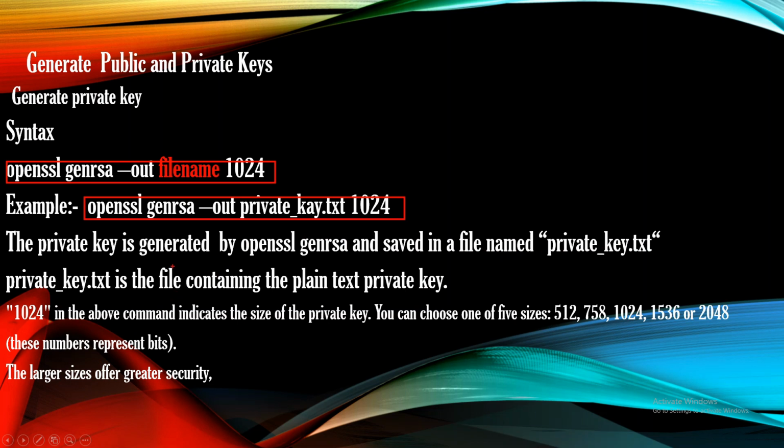This generated file, the private key, is in plain text format. The 1024 in the command indicates the size of the generated private key. You can choose one of several sizes for this. This number represents bits, and the largest size is the most secure.